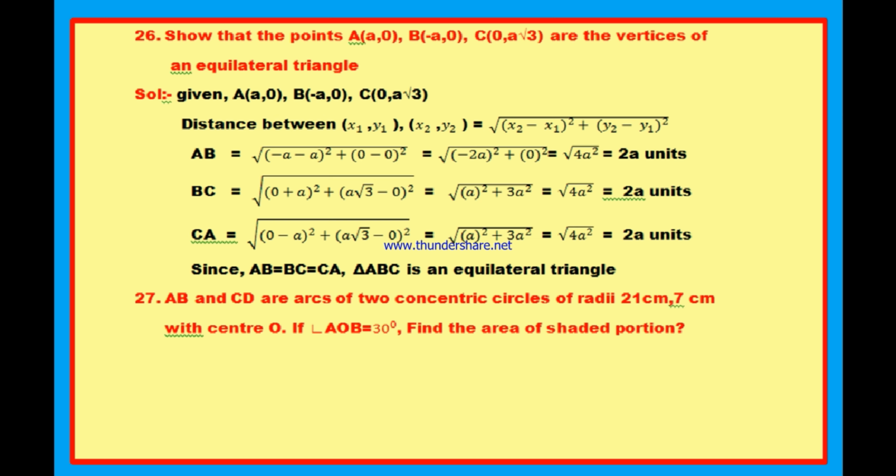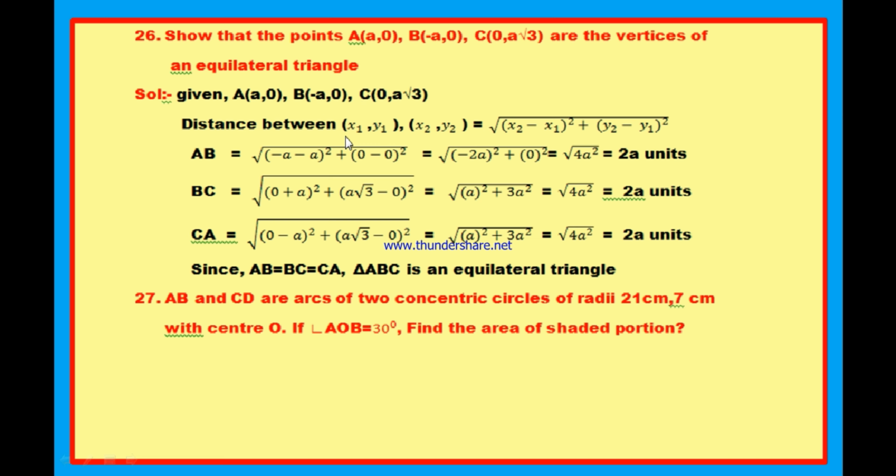When can you say that the triangle is equilateral? Only when all three sides are equal. In any triangle, if all the three sides are equal, then it is called an equilateral triangle. Therefore, let us apply the distance formula to find the lengths of the sides.